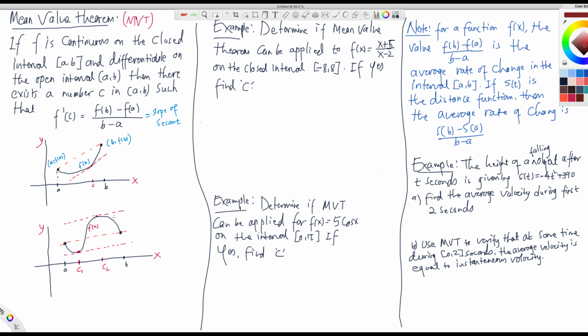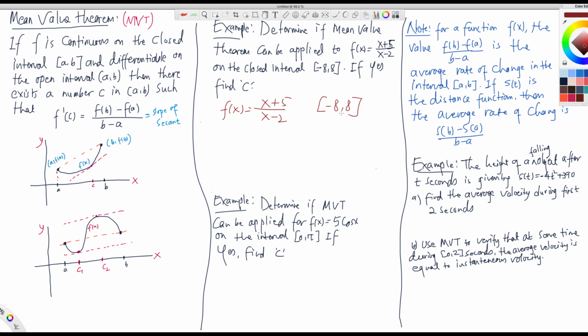Let us do some examples, then it will be clear for you. Determine if the mean value theorem can be applied to f(x) equals x plus 5 over x minus 2. The interval is -8 to 8. Do you think this function is continuous at all the points between -8 and 8, including -8 and 8?